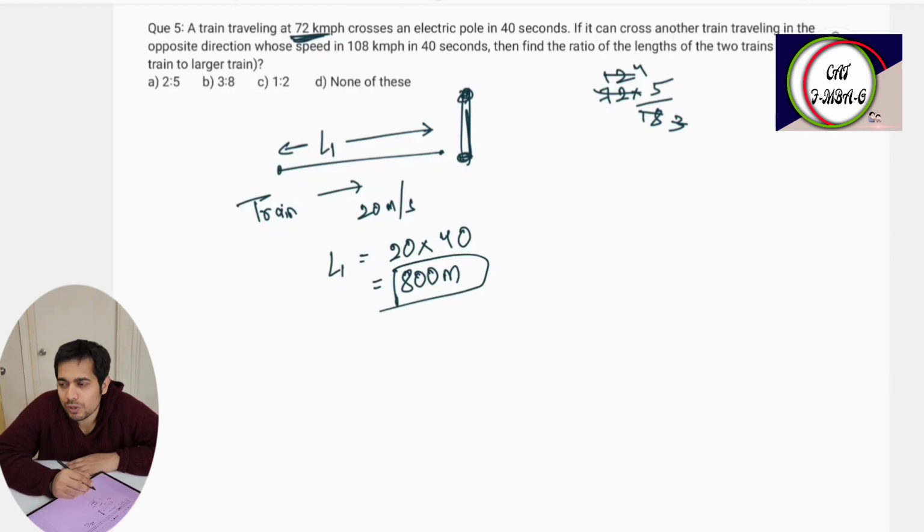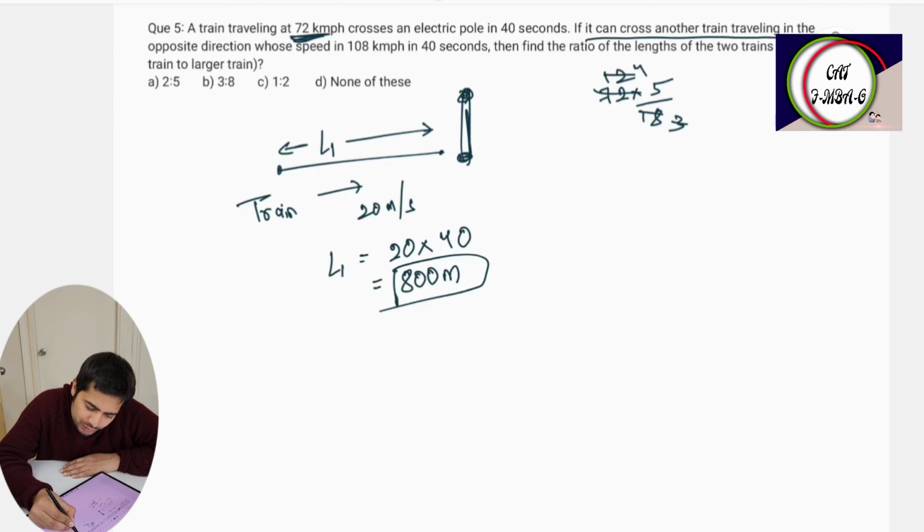Sorry, I spoke in Hindi. Most of the students who are watching this video might not be from a Hindi vernacular, so I prefer to use the English language, because in CAT preparation, you need a command over the English language to solve the English set or reading comprehension section. Okay, so this is how we have found out the length of the train.